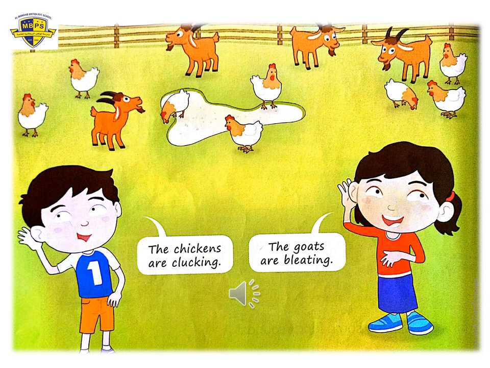Now let's try this. Step 1, take a walk around different places. Step 2, listen to the sounds there. Step 3, name the sources of these sounds. Now in this picture, it's a farm. You can see many goats and many chickens on the farm. The chickens are clucking, the goats are bleating. Let's say again, the chickens are clucking, the goats are bleating.